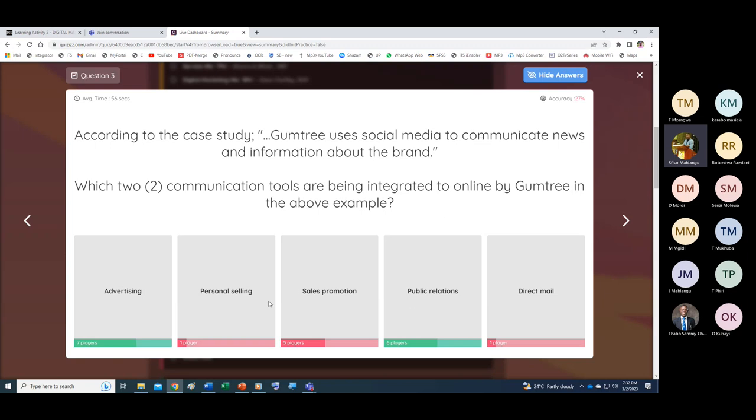Most of you chose sales promotion, and I think maybe at the back of your head, it was the sentence about competitions, and that was a separate sentence where it says to launch competitions and so on. So not applicable here.